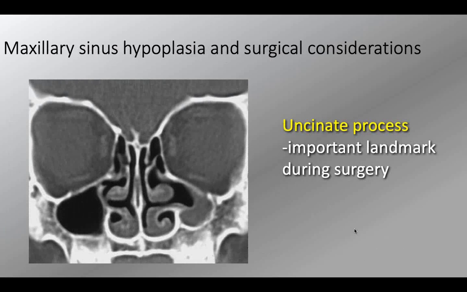Why should we bother about maxillary sinus hypoplasia? Well, the surgeons do, because the uncinate process is an important landmark during surgery. And you can see it here. In this case, when it's hypoplasia, the uncinate process is laterally dislocated, and it's very easy to go straight into the orbit during surgery.